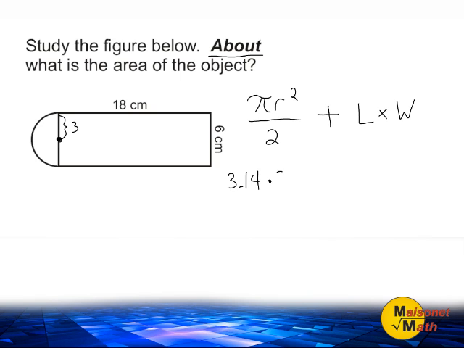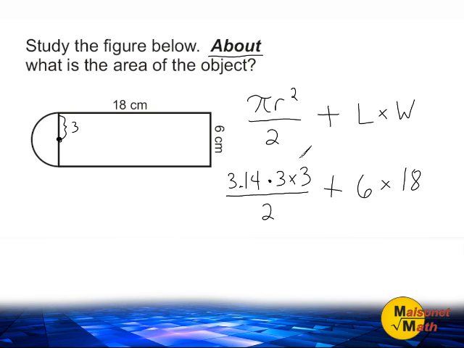So in our equation, we are going to take 3, and we're going to multiply that by itself. And because we have a semicircle, we have to divide our total by 2. And looking at our rectangle, the length of our rectangle is 6 centimeters. And we have to multiply 6 by 18, and that will give us the area of our rectangle.